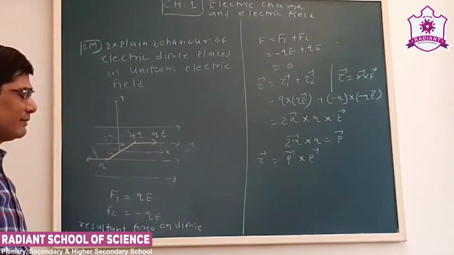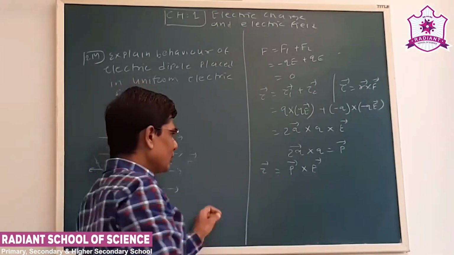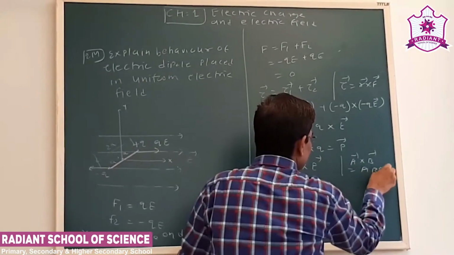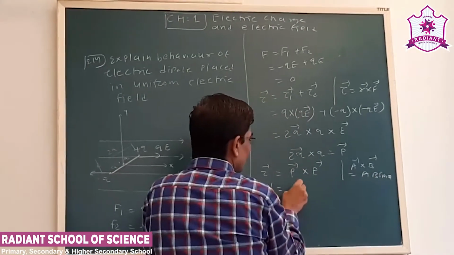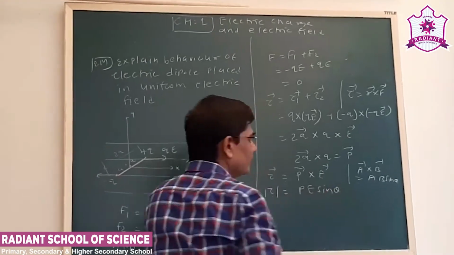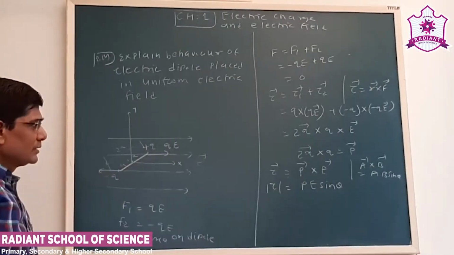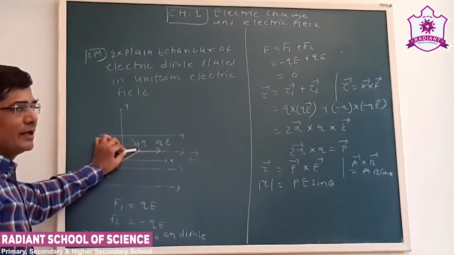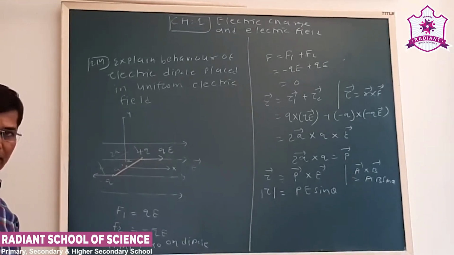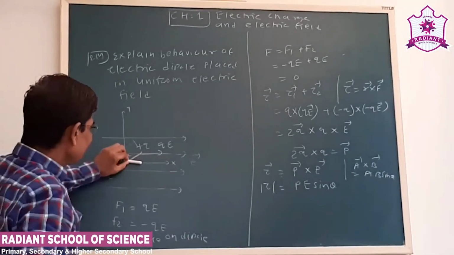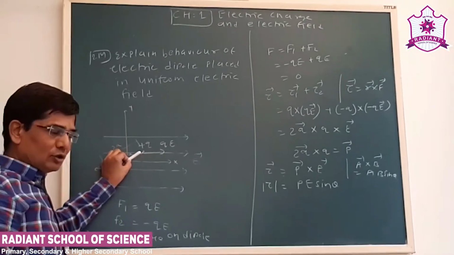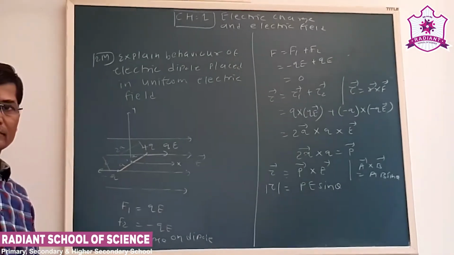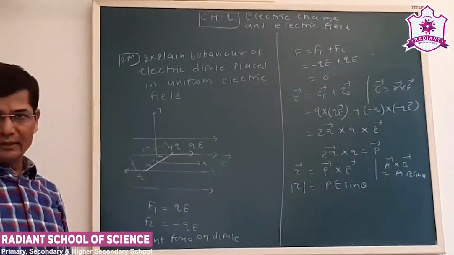Now see, torque is a vector quantity. A cross B we have seen earlier is AB sin theta. So in that case the magnitude of the torque will be given by PE sin theta. Now suppose the dipole is placed parallel to the field, then it will be in equilibrium. But to rotate the dipole, work is to be done, that is in the form of torque. That work will be stored in the form of potential energy of the dipole.